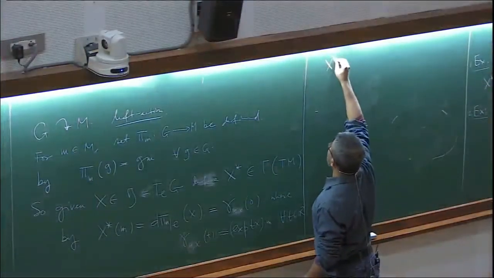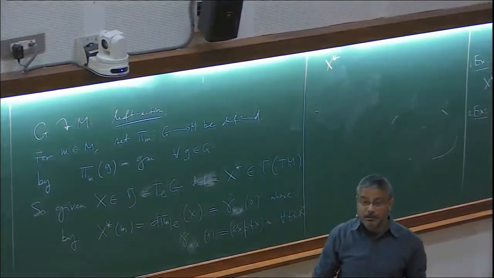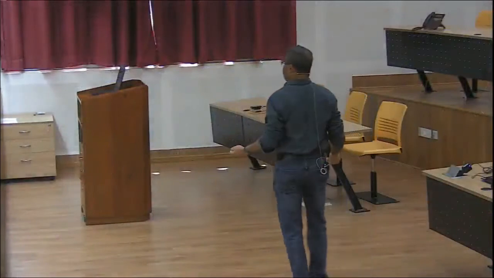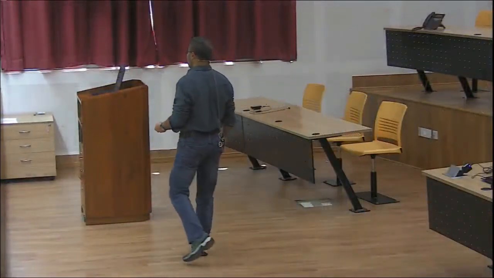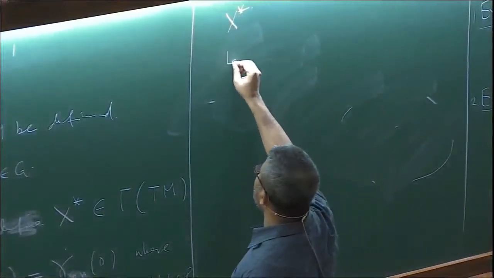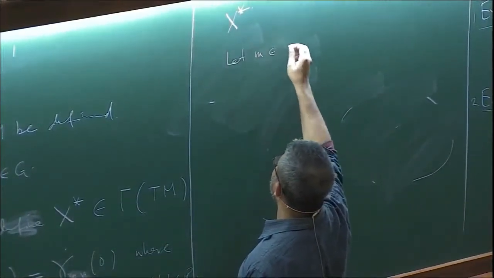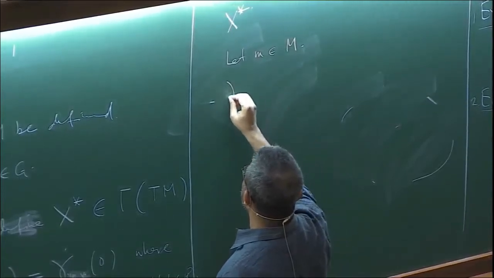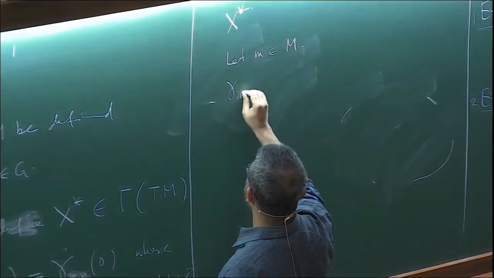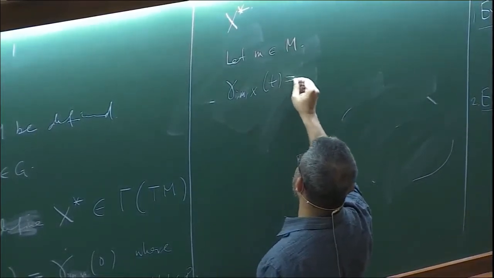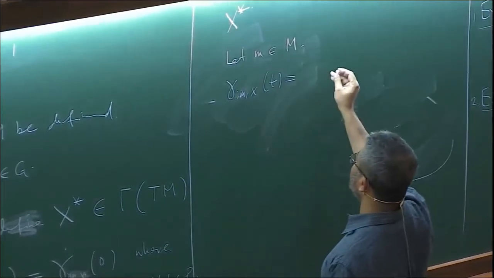So I have this vector field X* on M. Any vector field gives me a flow and integral curves. So what is the integral curve? Let m be a point in M. Then γ_{m,X}(t) is precisely the integral curve.